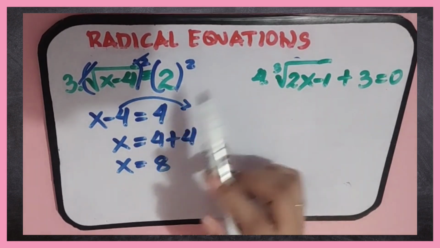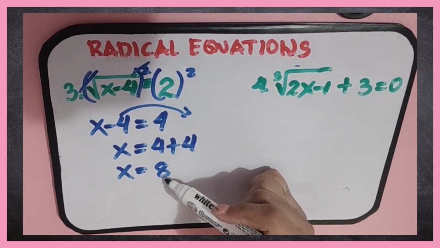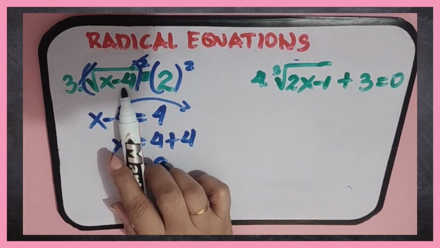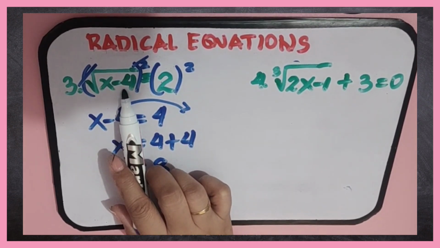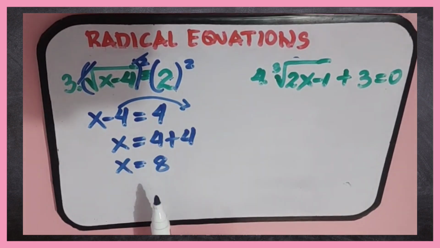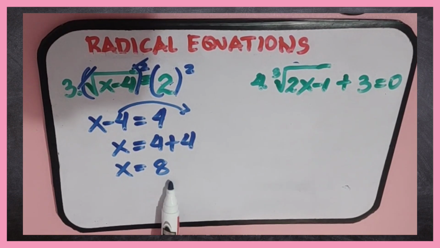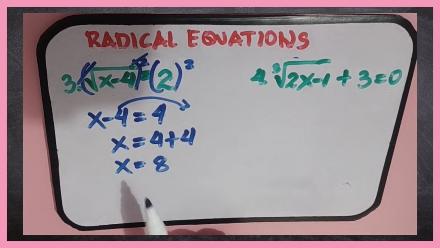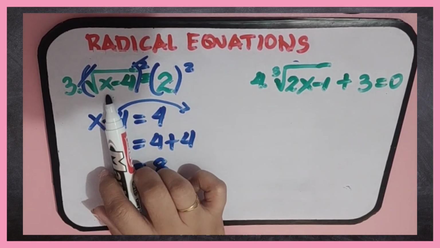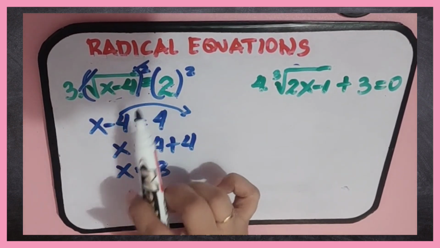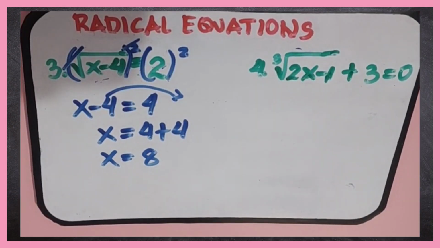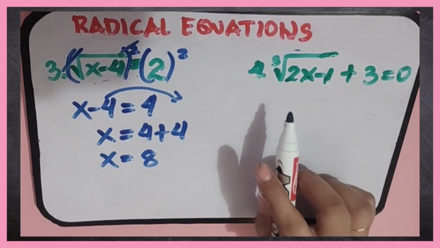All you have to do is to substitute the value of x, which is 8, to x here. So we have 8 minus 4, and that is 4, square root of 4, which is 2. Then 2 is equal to 2. So correct. So it means that x is equal to 8 is a solution of square root of x minus 4 is equal to 2. Okay, let us proceed to number 4.